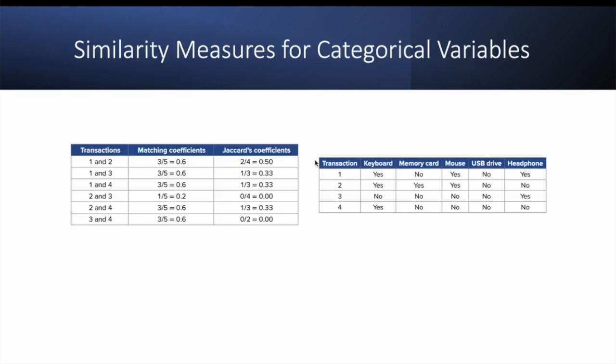We just apply the formula: count the positives, count the negatives, count the total, then we subtract. We apply the formulas, then we get all of these numbers. You can see that this shows the measures produce the highest coefficient for transactions 1 and 2, implying that these transactions are the most similar.